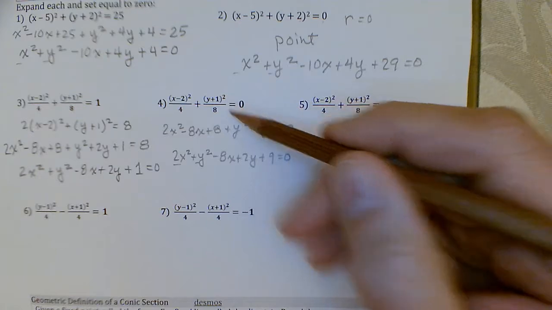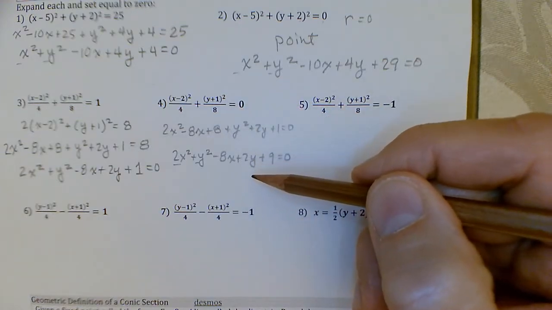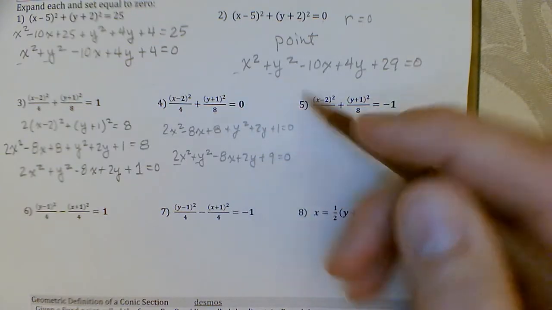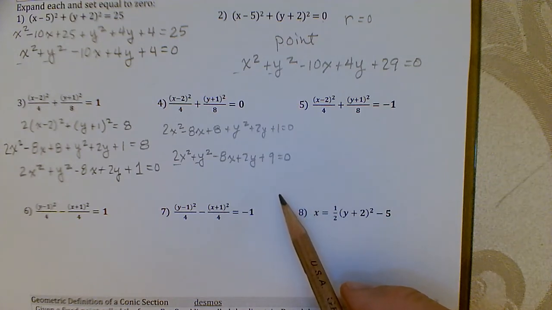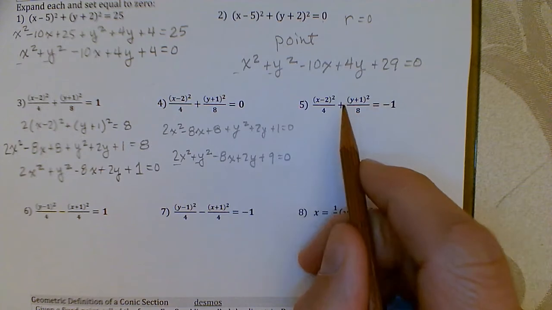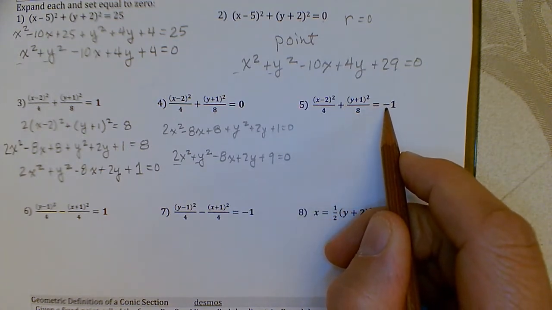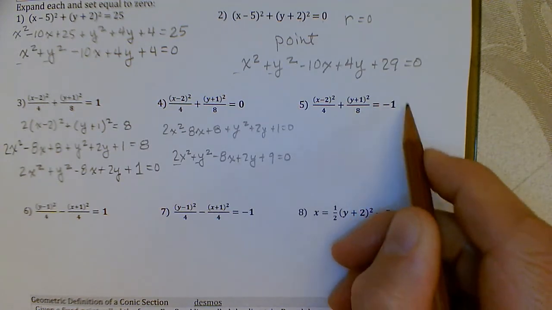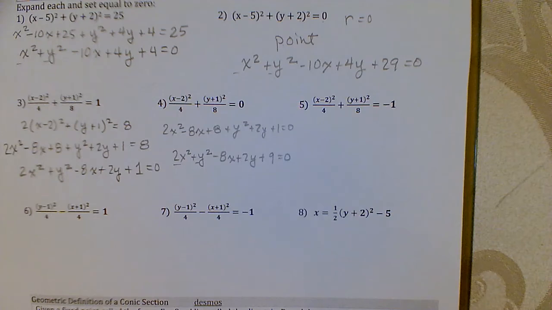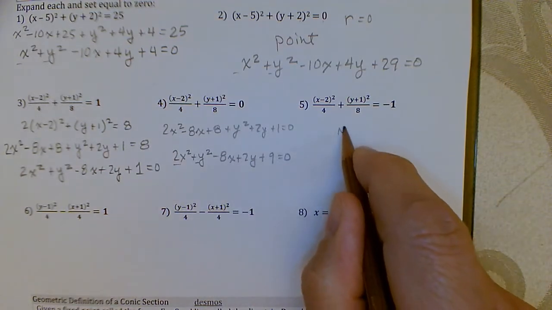You need to look at this form as well as this form to be able to say for sure that it is the shape that we think it is, all right, that it's not just a point. All right, so moving on to this one, notice this has a negative over here, right? So that's going to cause us a problem. This can't have a negative. It would be like saying the r squared is negative, right? So can't have that. This ends up being no graph at all.